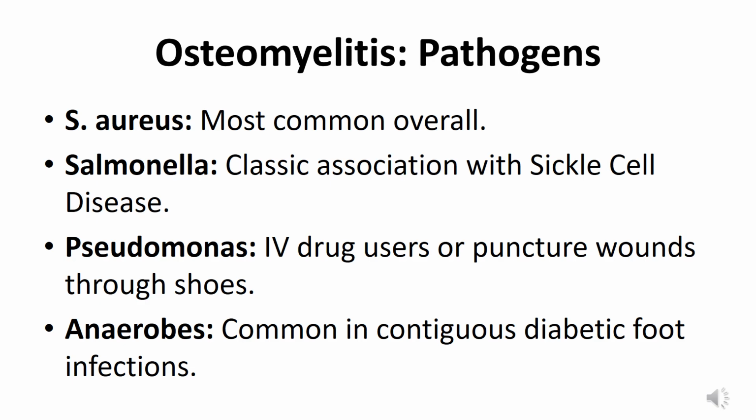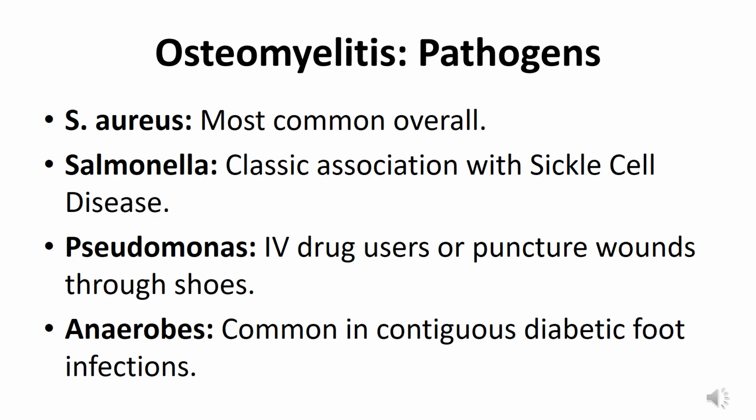Another classic association involves Salmonella species and sickle cell disease. Patients with sickle cell disease experience repeated episodes of vascular occlusion and tissue injury, creating an environment where certain bacteria can establish infection more easily. Although Staphylococcus aureus remains common even in these patients, Salmonella osteomyelitis is a well-known examination favorite and an important clinical association to remember. When a patient with sickle cell disease presents with fever and bone pain, Salmonella should immediately come to mind.